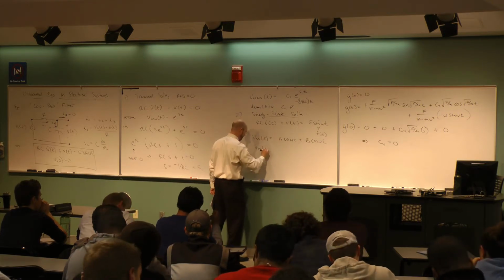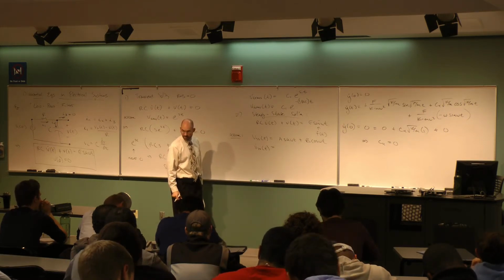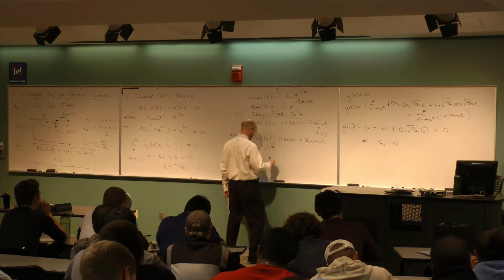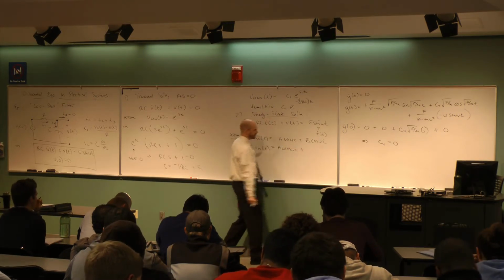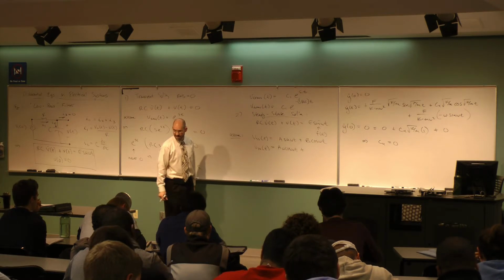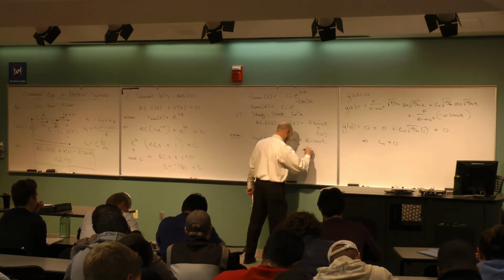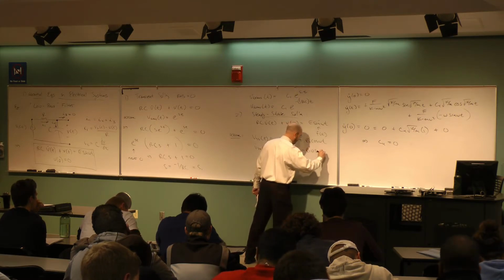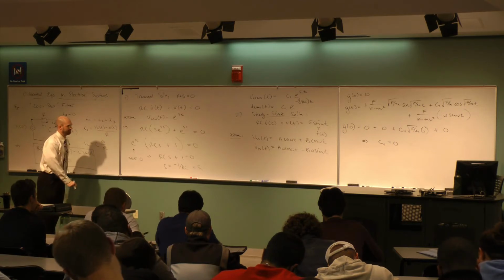V dot steady state would be what? Derivative of sine is cosine. The omega does what? A omega cosine omega t. Next term, derivative of cosine, negative sine. Omega comes out, so it's minus b omega sine omega t, right? So that's the v dot steady state.